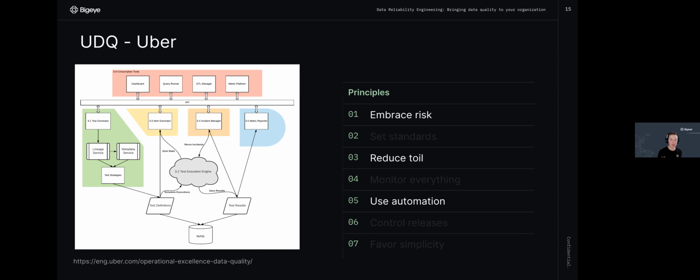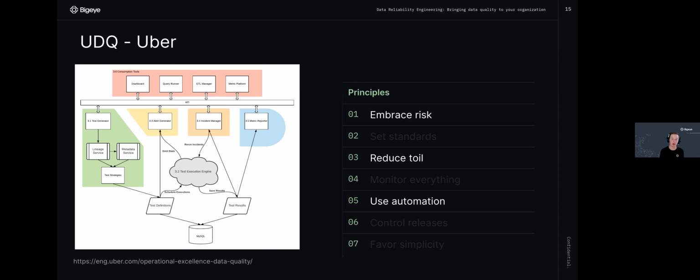So let's talk about some of the principles here. Embracing risk. Again, everything had the sense of this at any point in time could break. So let's just make sure we are surfacing that information as soon as possible. This is why all the consumption tools use the outputs from UDQ, is because as a user, you want to know when things break, and this is how you get there.